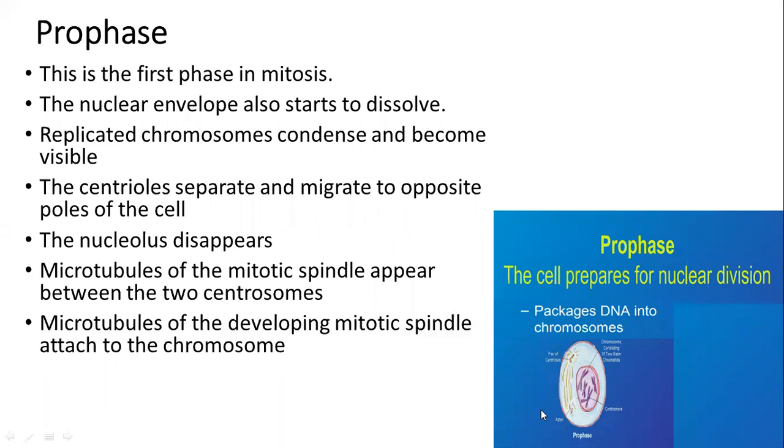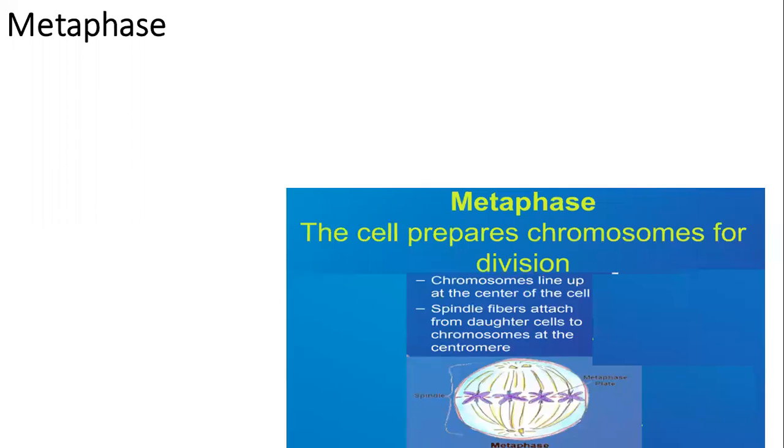These microtubules of the developing mitotic spindle attach to the chromosomes. During prophase, there is also no synapsis of the homologous chromosomes. And then after the prophase stage, we have the metaphase stage. Please explain the homologous.